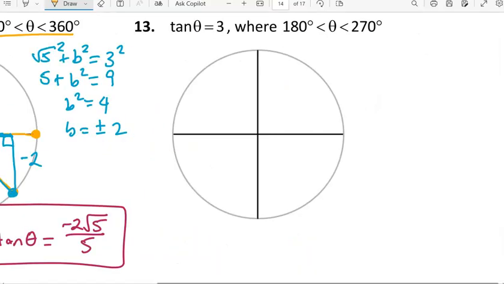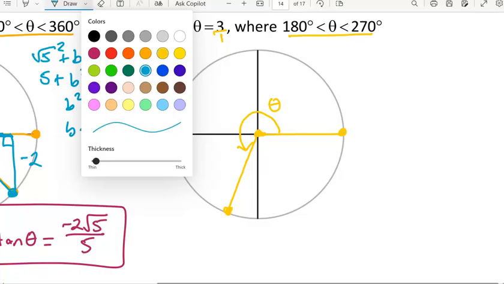Alright, in number 13 we have tangent of theta is equal to 3. You can change that to a fraction, 3 over 1 if you like. So our initial side is on the positive x-axis. This time our angle is between 180 and 270, which means that the terminal side is located somewhere in quadrant 3. So our angle theta is the rotation from the initial side to the terminal side.